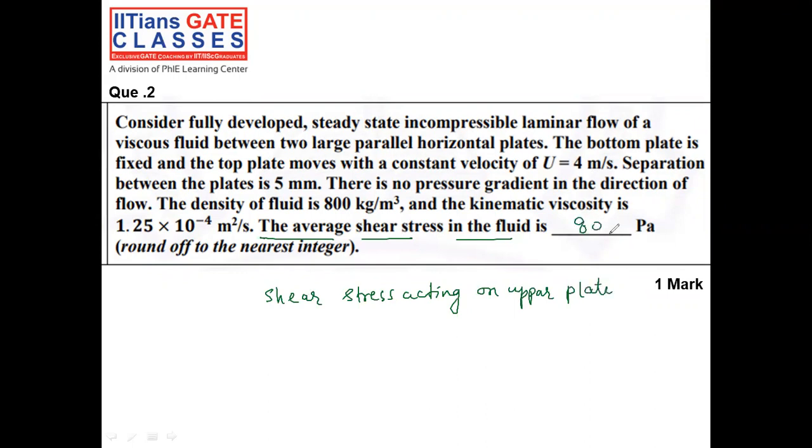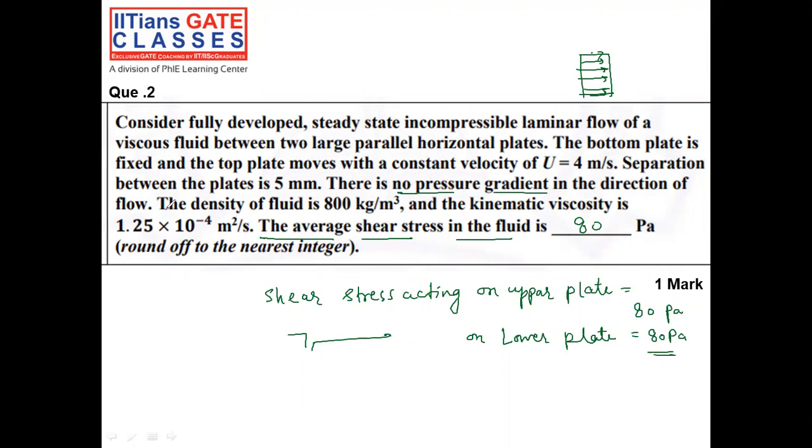the answer will be 80 Pascal. The shear stress acting on the lower fixed plate, again the answer would have been 80 Pascal, because the profile for shear stress distribution will be something like this. But a very, very major assumption while doing all this calculation till now is that there is no pressure gradient in the direction of flow.